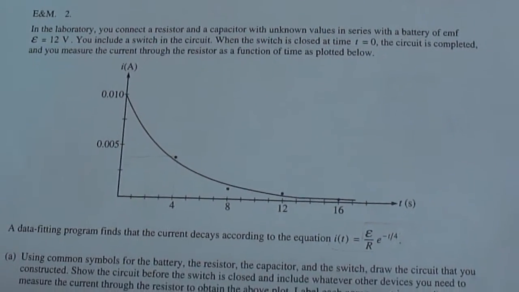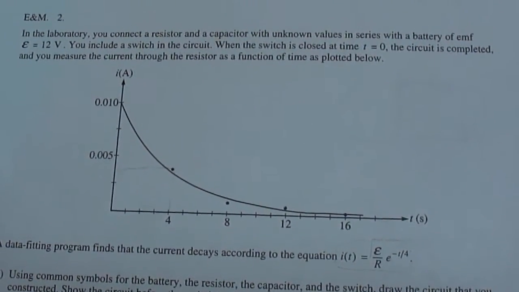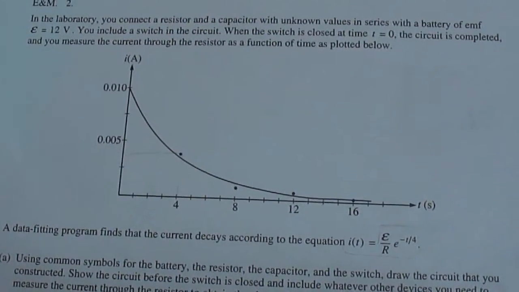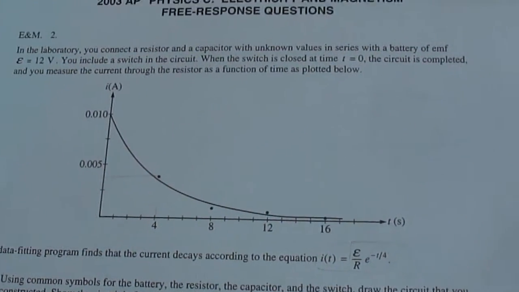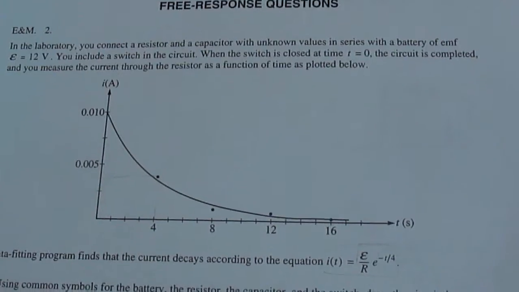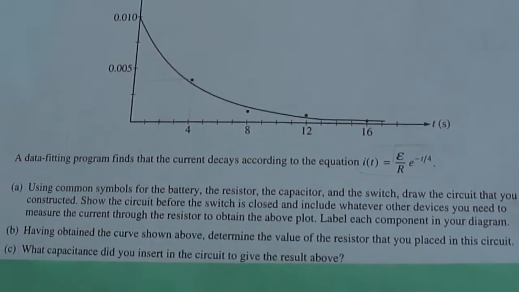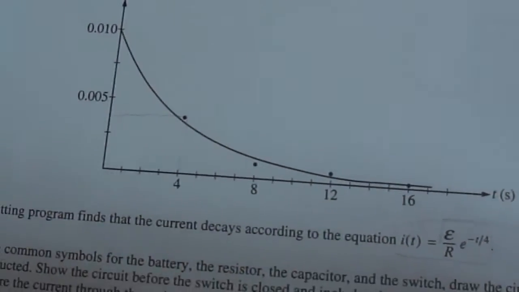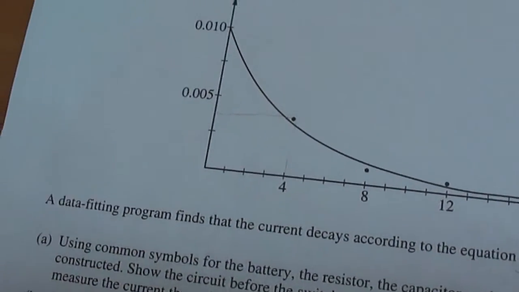So, this question reads, in the laboratory you connect a resistor and a capacitor with unknown values in series with a battery of EMF E equal to 12 volts. You include a switch in the circuit. When the switch is closed at time t equals 0, the circuit is completed, and you measure the current through the resistor as a function of time as plotted below. So notice the graph. Time is along the x-axis, and the current is along the y-axis.